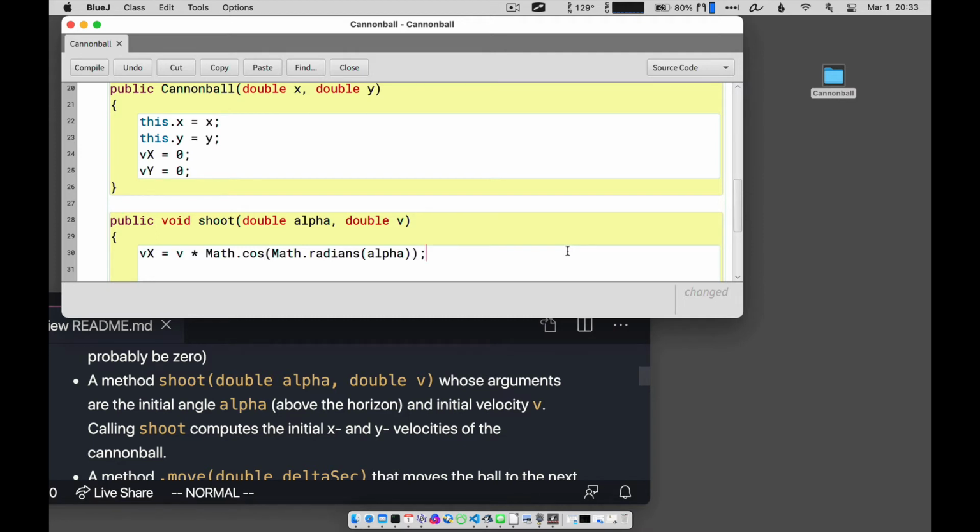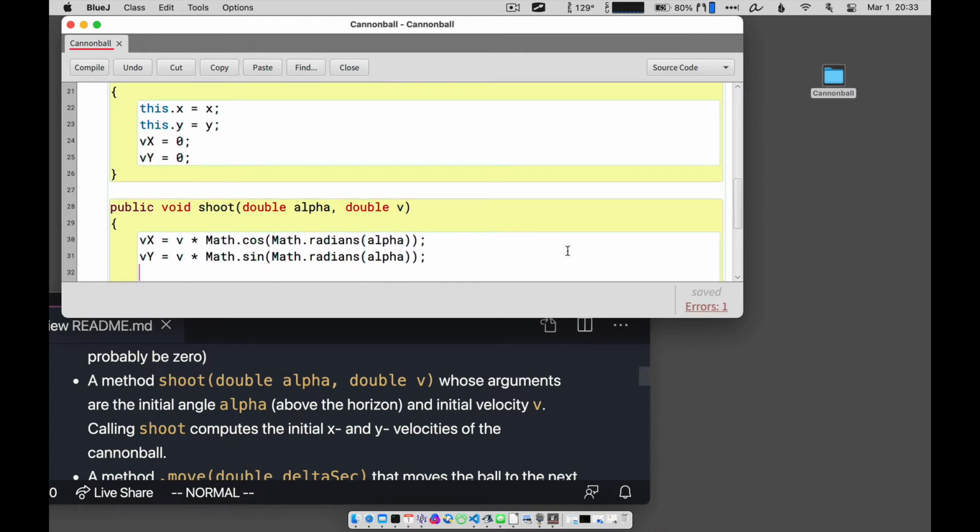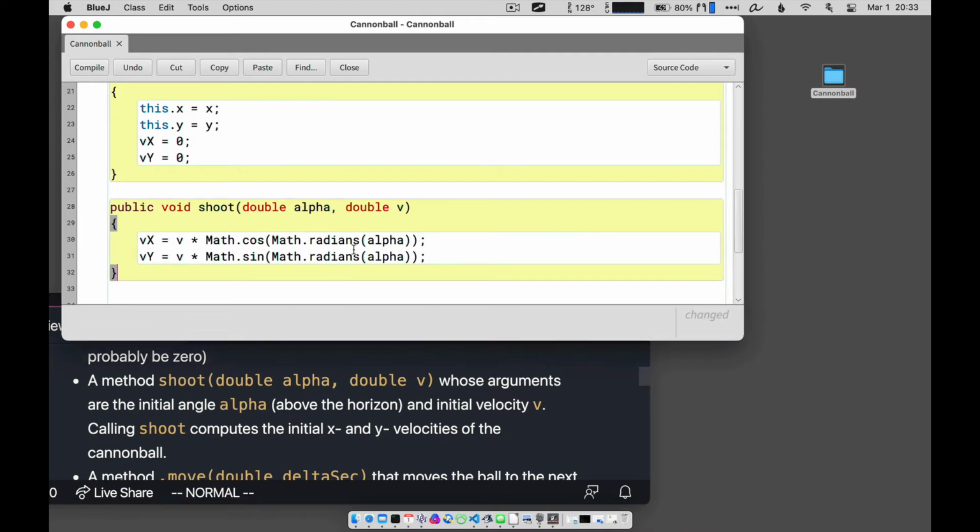Gotcha. I think that'll work for me. And v sub y is going to be equal to v times math.sine of that math.radians alpha. And I think that's all I have to do. It's just computing that value there. So we'll have to check it out later on and see. Or I could run a real quick test right now, but we're in a little bit of a hurry here, so I'm going to go ahead and see what else we can do.